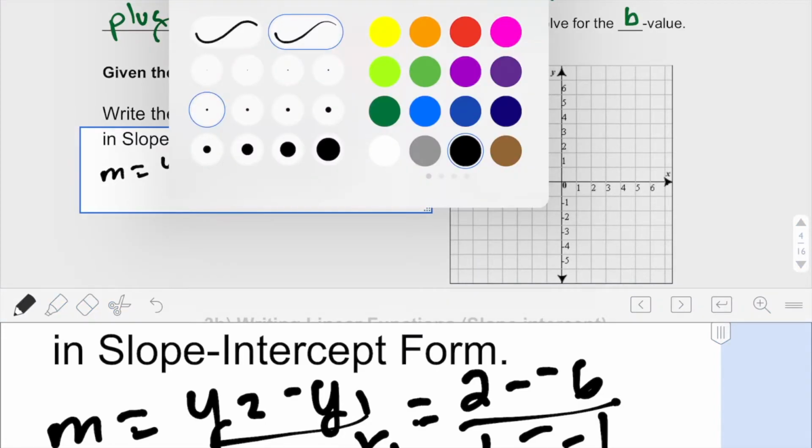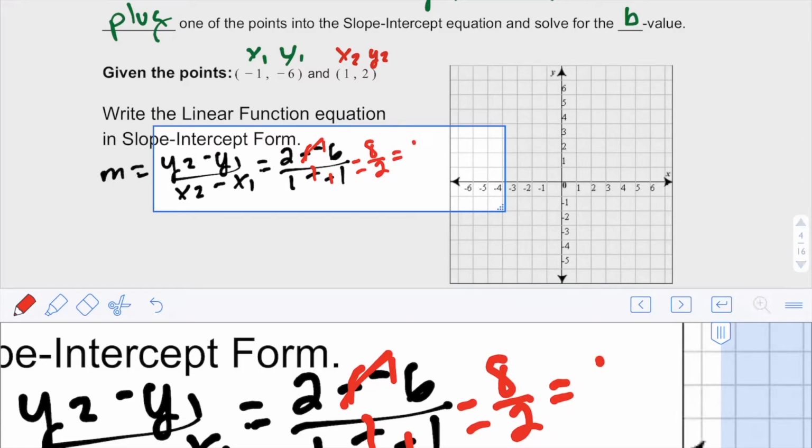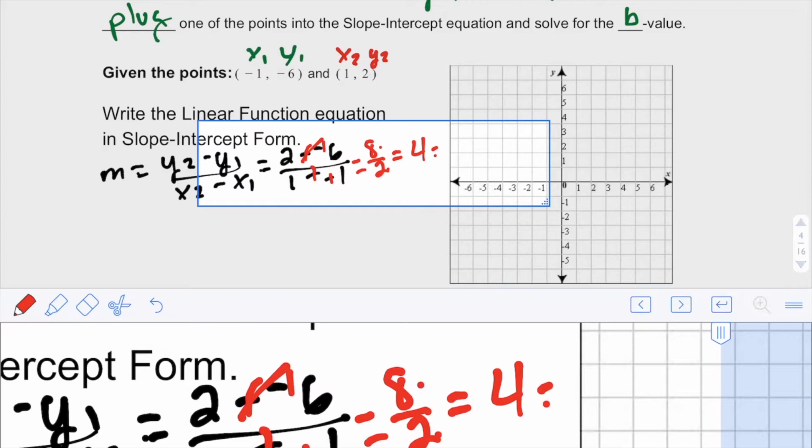And now you know, too, that when you have a minus minus, those become positives, right? So that's going to give me 2 plus 6, which is 8 over 2, which if we reduce that fraction, we get 4, because 8 divided by 2 is 4. So this 4, that is our slope value of m.